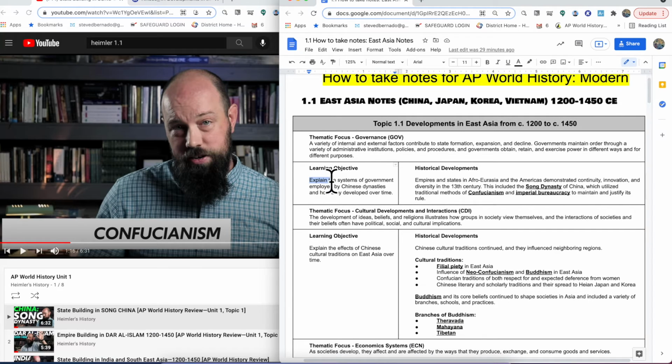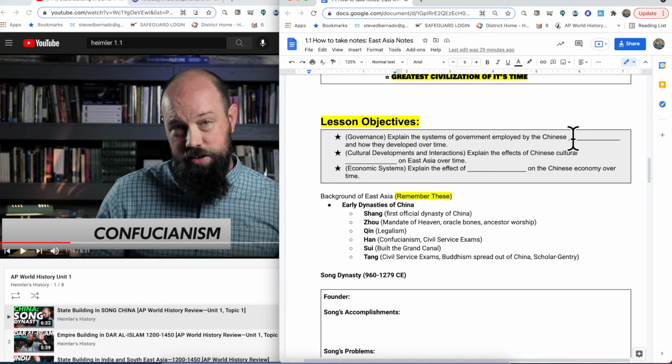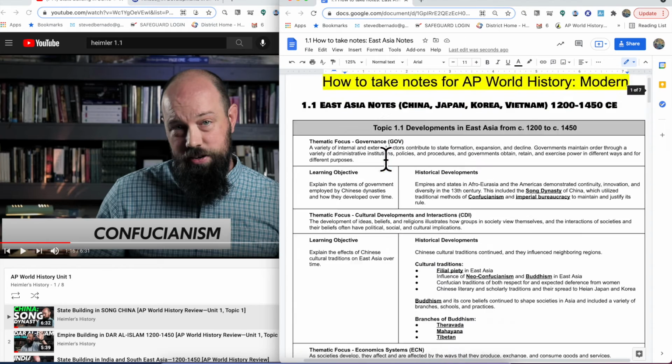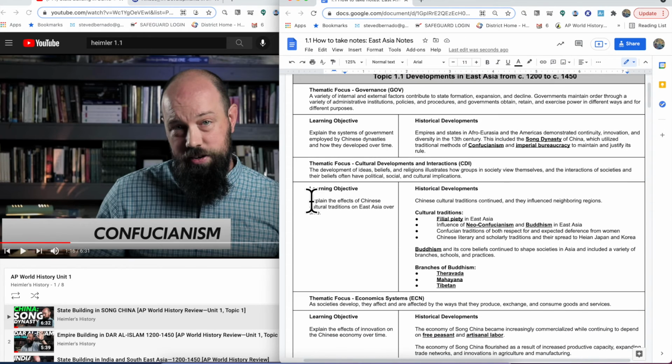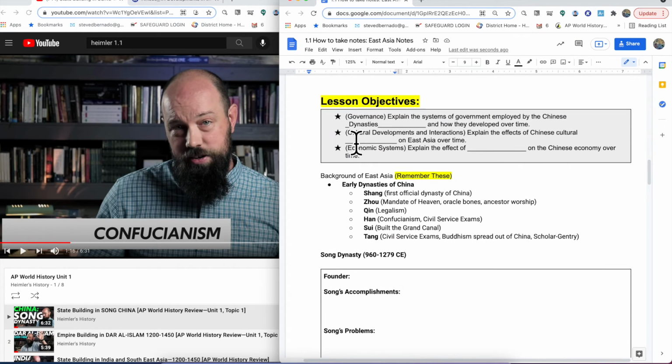Government. Explain the systems of government employed by Chinese dynasties and how they developed over time. So here I would type dynasties and how they developed over time. Cultural developments. Explain the effects of Chinese cultural blank. Now I come back up here to remind myself. Explain the effects of Chinese cultural traditions over time. And I would type that over here, traditions over time. And I would do the third with economic as well. I'd scroll up. Now I've reminded myself of what I specifically need to answer. Let's get to it.